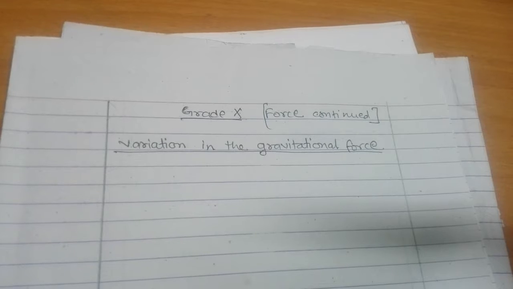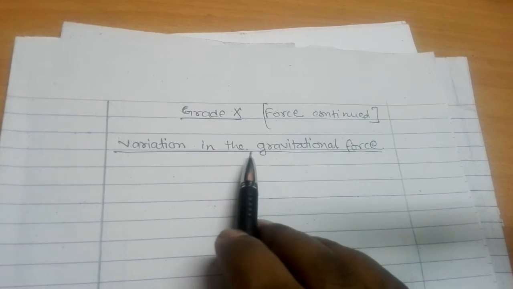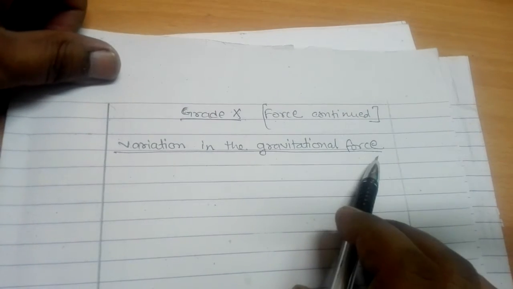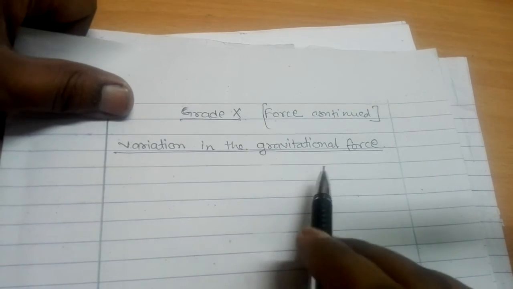Today we are going to continue what we have left from yesterday, force. Yesterday we derived an expression related to Newton's universal law of gravitation, and today we are going to discuss how the amount of gravitational force varies when mass or distance between them are changed.